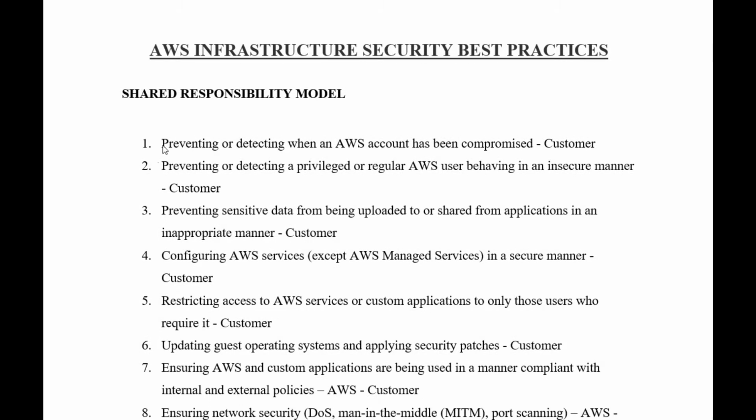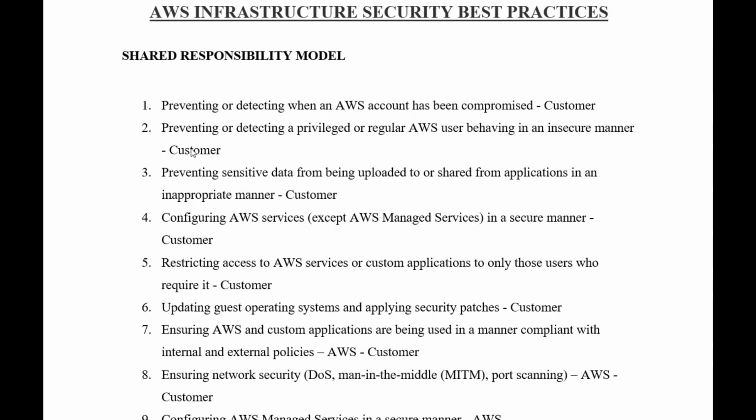The first one, as you can see, is preventing or detecting when an AWS account has been compromised. As a customer, we are responsible for preventing or detecting that an AWS account has been compromised. The second one, preventing or detecting a privileged or regular AWS user behaving in an insecure manner. That is also the responsibility of the customer.